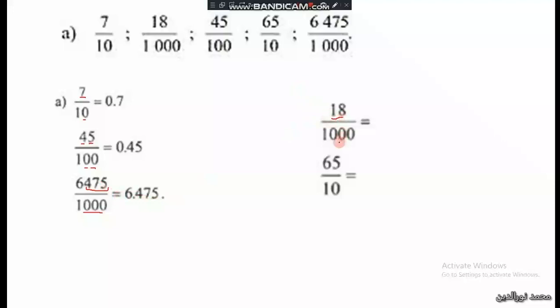18 over 1000. Here we have three decimal digits, so it's 1, 2, 3 decimal digits, and we put the decimal point right here, and we start filling from the right. So we have 8, then 1. Here we have nothing, so there are zeros, so we put 0 here and 0. And then 65 over 10 could be written as a decimal number, so 1, 0, 1 decimal digit, so it's 6.5.